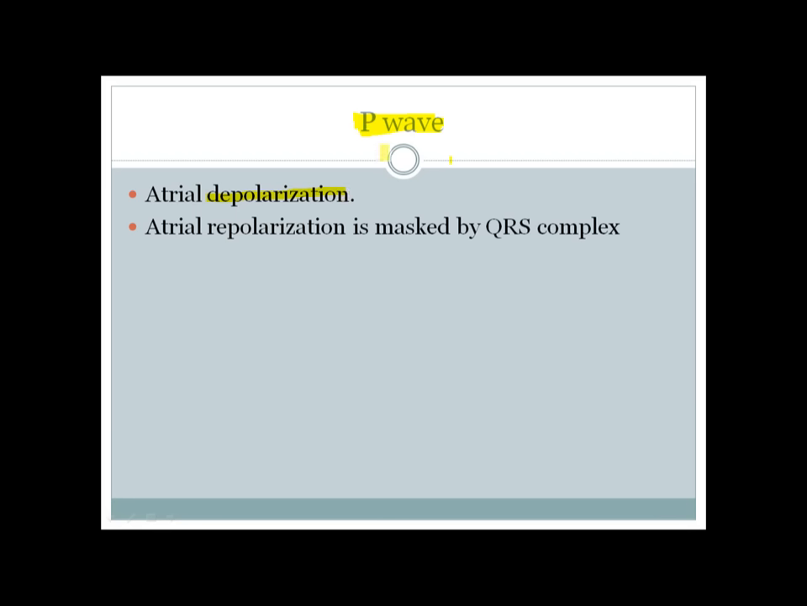second or 0.2 seconds, it is repolarized, and the repolarization wave of the atrium is lost inside the next wave of electrical activity which occurs in the ventricles, producing a QRS complex. So the QRS complex masks the atrial repolarization wave.